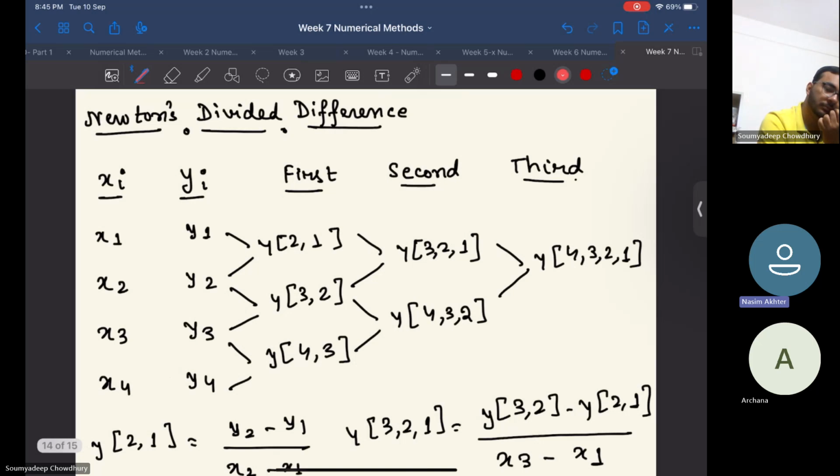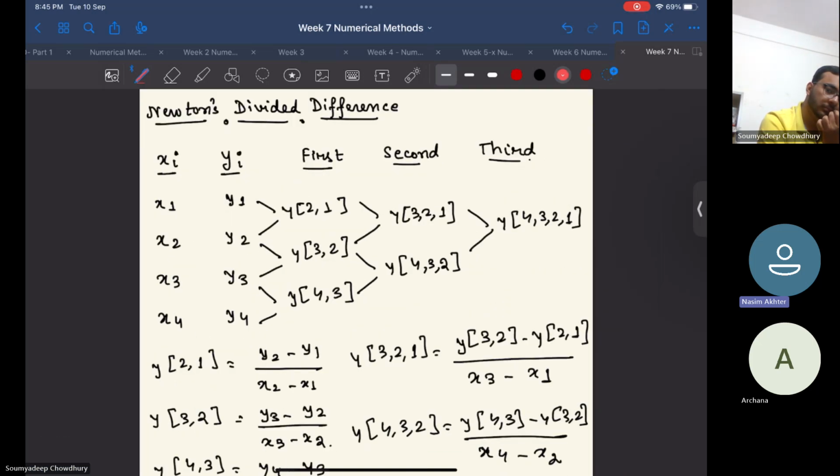I'm taking the example of Ohm's law. In Ohm's law, the two variables are given, V and I. So let us suppose X is voltage V and Y is current. The values are given. So if we follow this Newton's divided difference method, the polynomial we get will fit the curve.